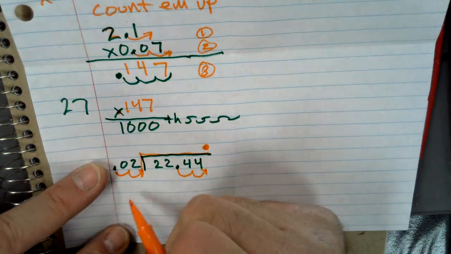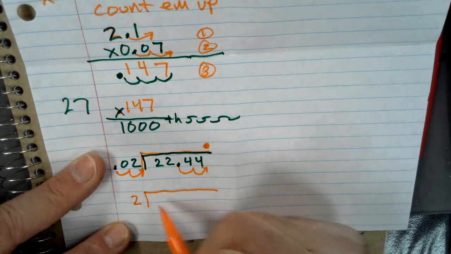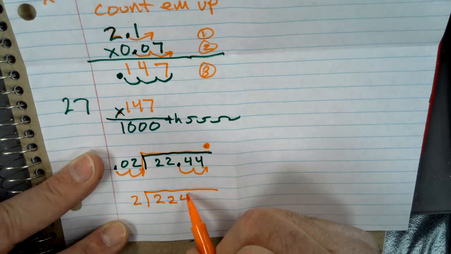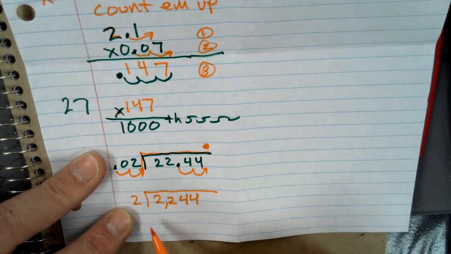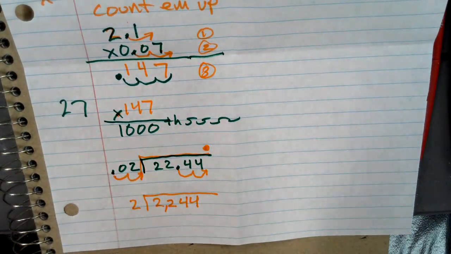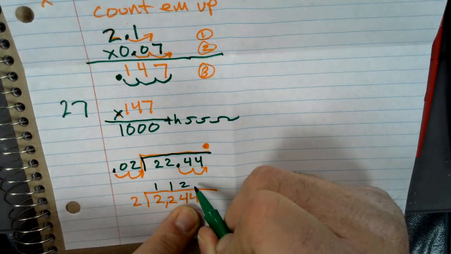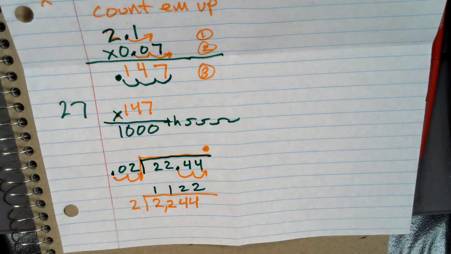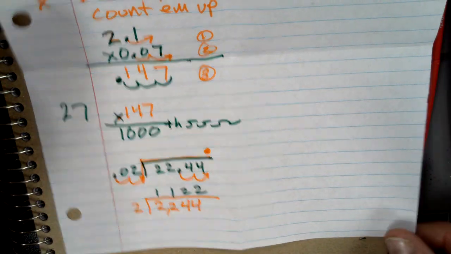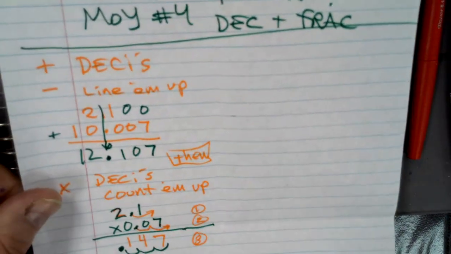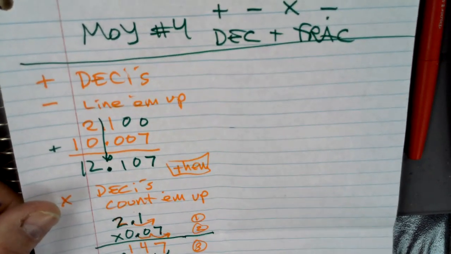Now my new problem is 2,244 divided by 2, because I moved the decimal places. 2 goes into 2 once, 2 goes into 2 once, 2 goes into 4 twice, 2 goes into 4 twice. Boom. All right, so I like to do fractions and decimals together, side by side. I'll make this a little bit longer.